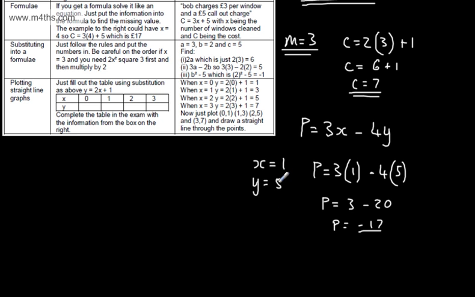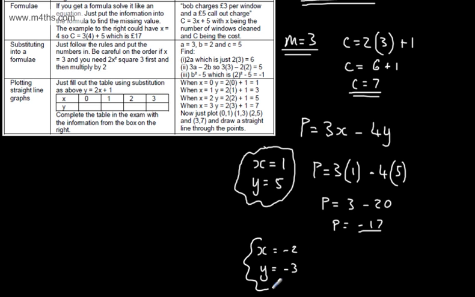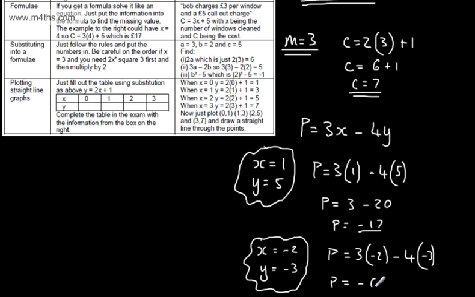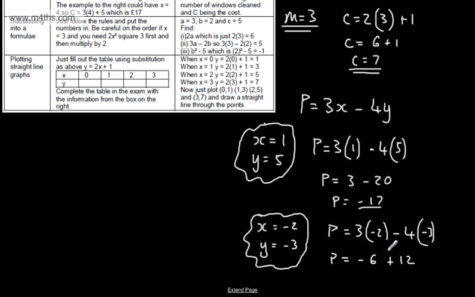So if we change these over, and we said now that x was in fact equal to minus 2, and that y was equal to, let's go for minus 3. This time I'm just going to substitute these in. So p is going to be equal to 3 lots of minus 2 minus 4 lots of minus 3. So we have a positive and a negative number, that's minus 6, and 2 negatives, which is going to give me a positive, that becomes plus 12. So p is going to be equal to minus 6 plus 12, or 12 minus 6.